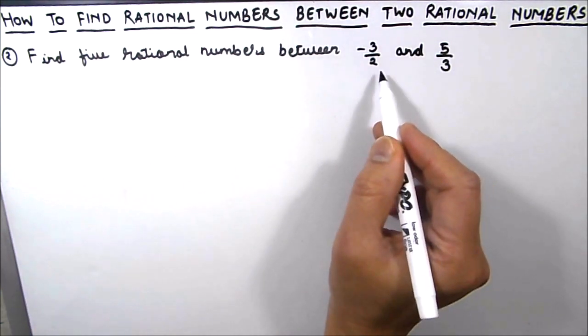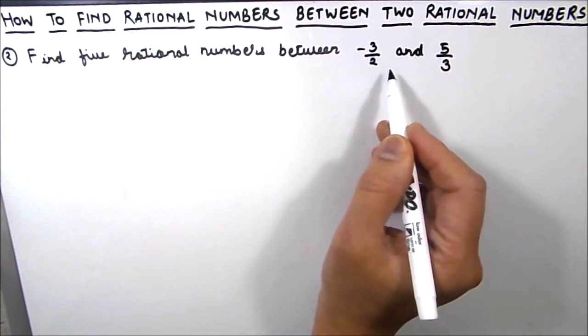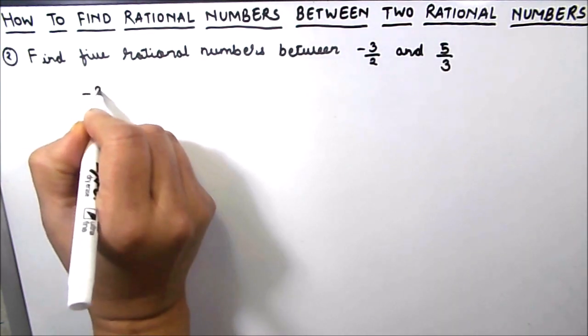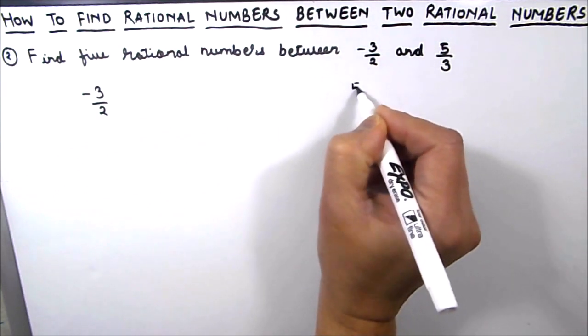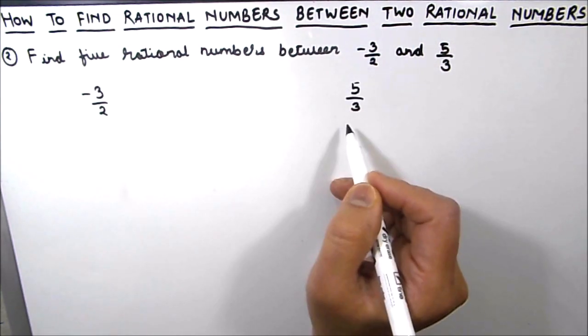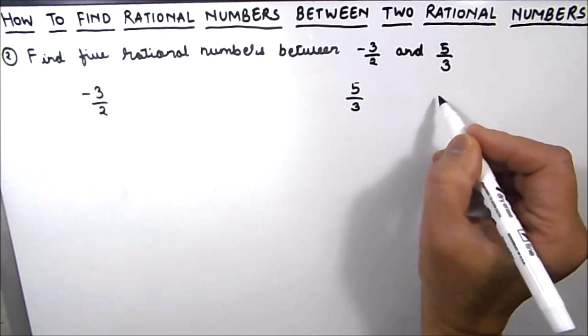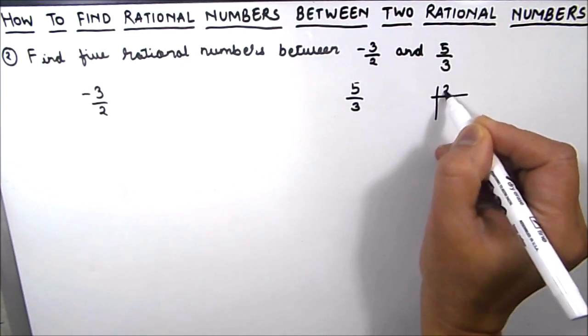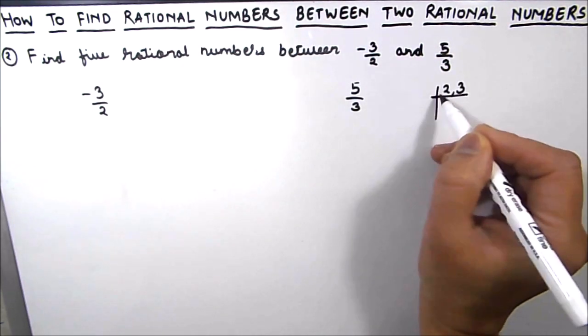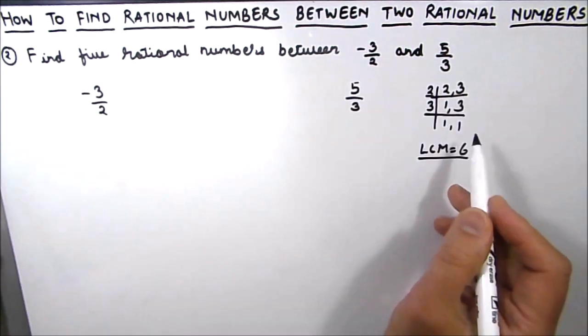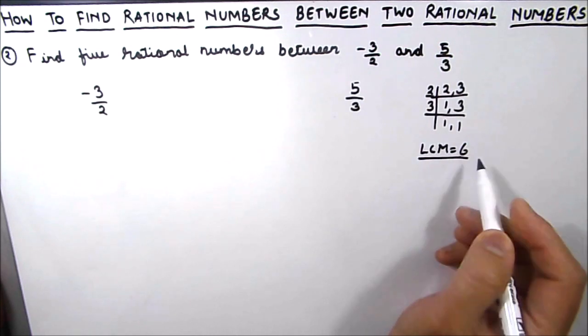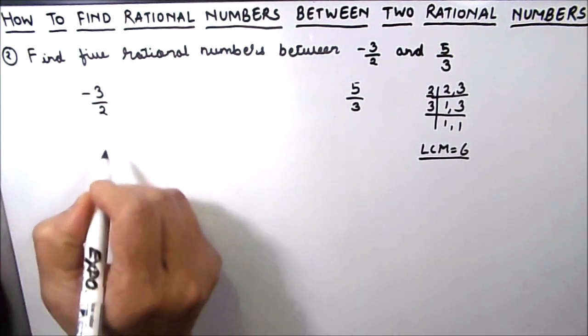First we need to make the denominators of the two fractions same or equal. The fraction is minus 3 by 2 and the other fraction is 5 by 3. To make the denominators of the two fractions equal, we'll find the LCM of the denominators, which are 2 and 3. So the LCM of 2 and 3 is 6. Let's make the denominators of the two fractions equal.